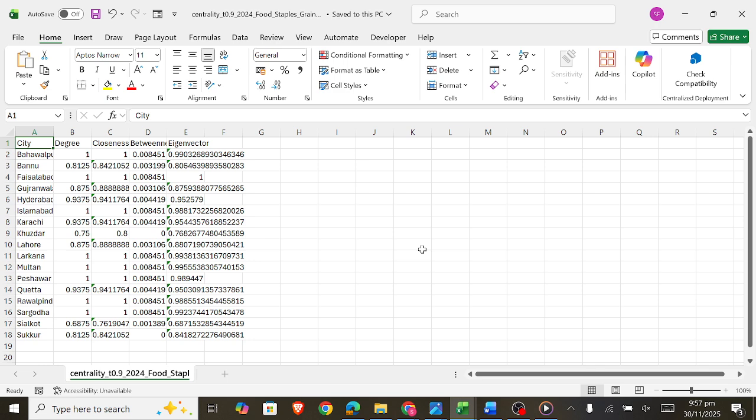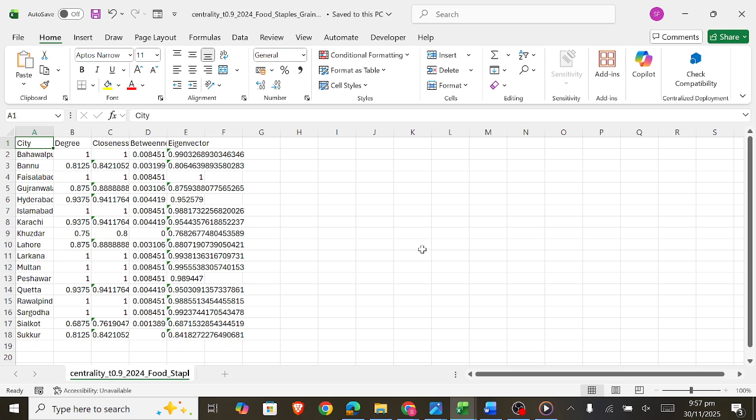Now, this shows the actual centrality scores for each city. Notice how different cities rank differently depending on the measure. Multan scores high in betweenness. It's a bridge. Karachi scores high in eigenvector. It's connected to other major cities.